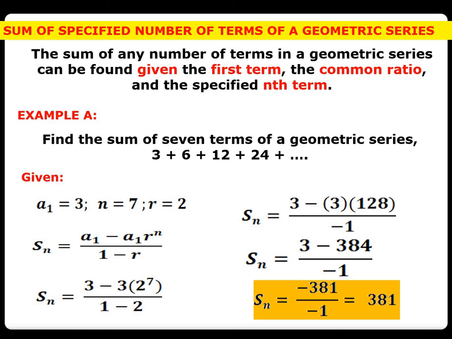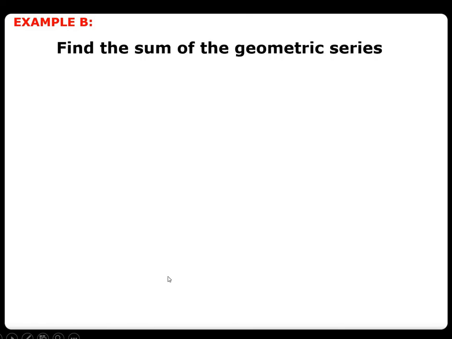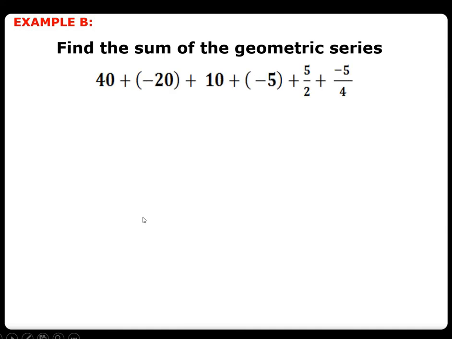Thus, the sum of the 7 terms of the geometric series 3 plus 6 plus 12 plus 24 plus so on is equal to 381. That's very easy. How about example B? Find the sum of the geometric series 40 plus negative 20 plus 10 plus negative 5 plus 5 halves plus negative 5 fourths.